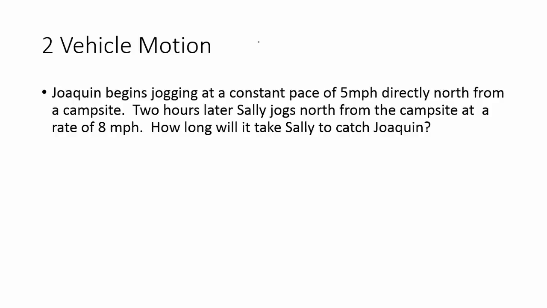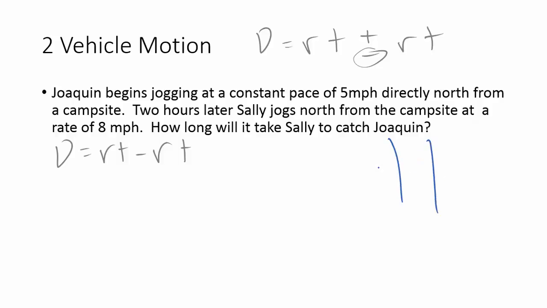All right, once again, we're going to have to look at our formula. And we'll have to decide whether we're adding or subtracting. Now, in this case, since Sally is chasing after Joaquin, it's going to be a subtraction problem. So we're dealing with the variation where we're going to subtract the two speeds. This will be for our first vehicle. This will be for our second vehicle. We use vehicles loosely here. Our vehicles will be people in this case, but that's okay.